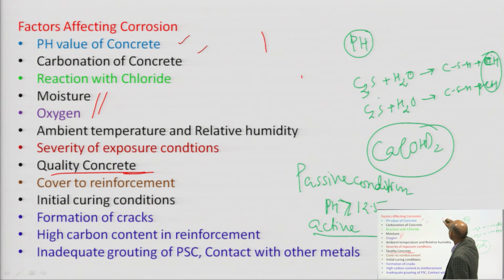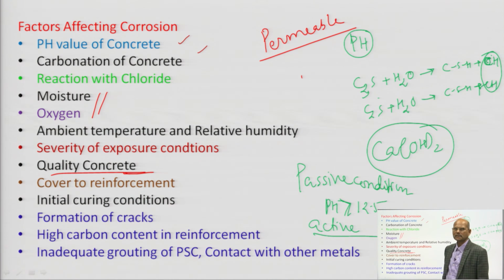If by nature concrete is permeable, you should not have interconnected capillaries, otherwise ingress of oxygen, carbon dioxide, chloride, moisture will be faster, and corrosion rate will increase. So, quality of concrete is equally very important. Okay. So, we should have the best quality of concrete.